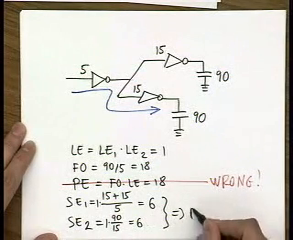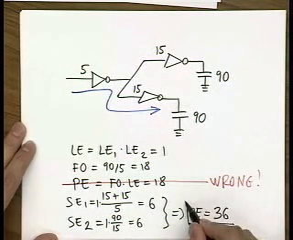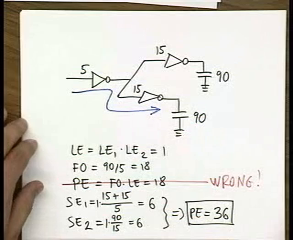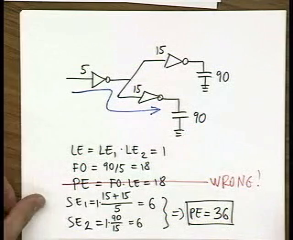So that gives you a total path effort of 36, and not 18.